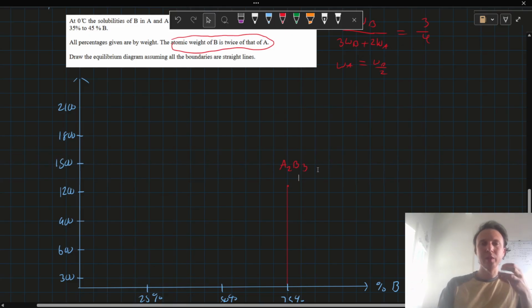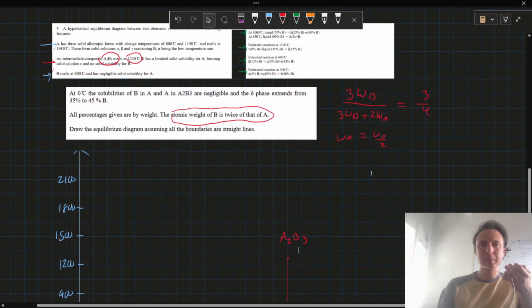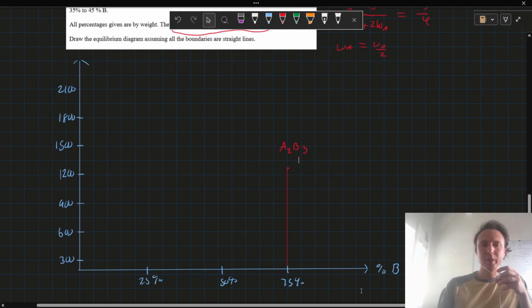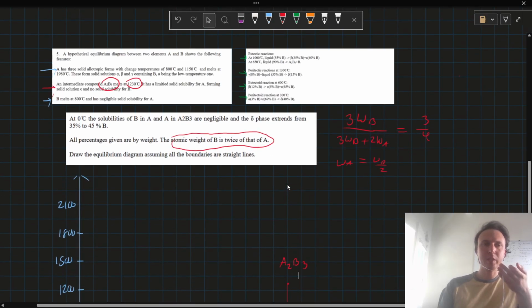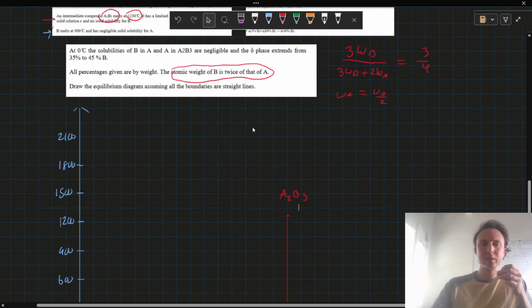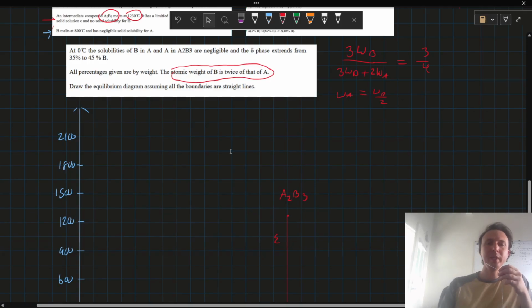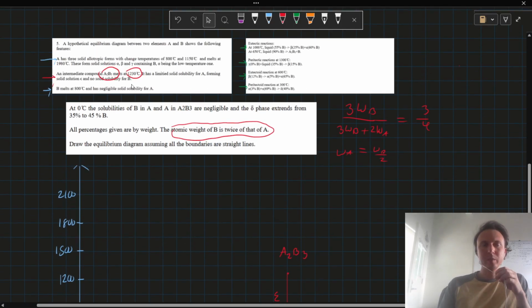All right, so we've done the first part, and what it also tells us, so far this is a compound that would be insoluble, but it does have some solubility for A, so we're going to have epsilon over here somewhere. We don't know where yet. All right, so that was the first step.